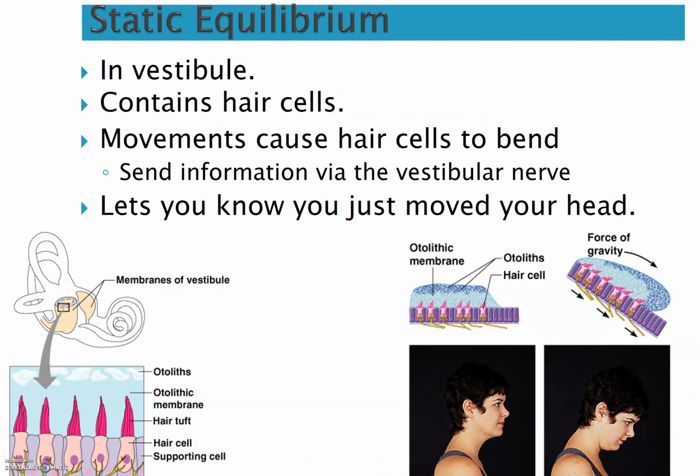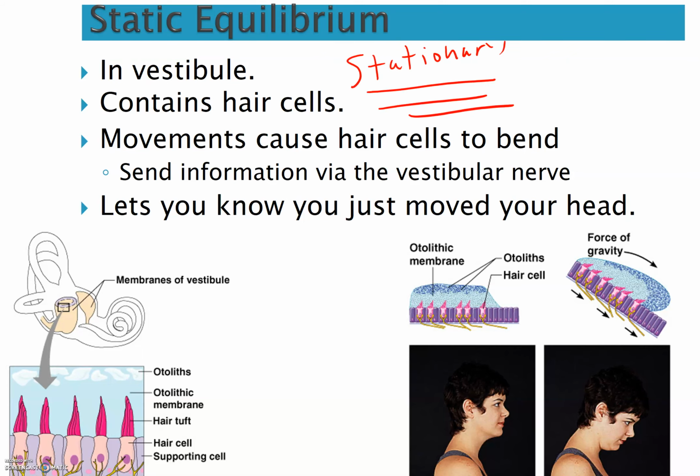Static equilibrium uses hair cells in the vestibule. And let's say you're falling asleep in class like this person is. Oh no! That's going to shift the endolymph in the vestibule, and it's going to trigger the hair cells. And the hair cells are going to be like, oh, we're falling asleep in class. Oh no! Let us wake up. So it lets you know your head just moved. So static equilibrium is telling you about the stationary position of your head.